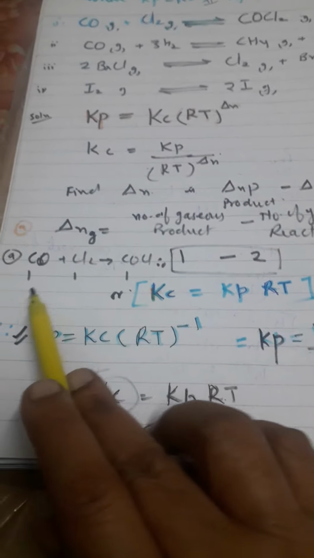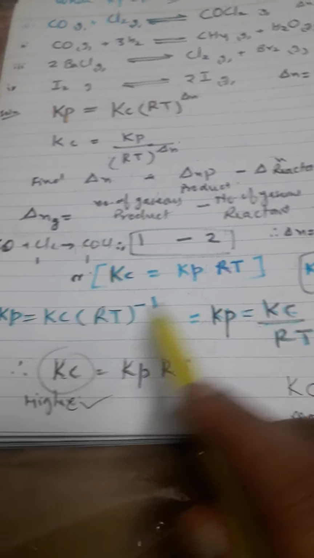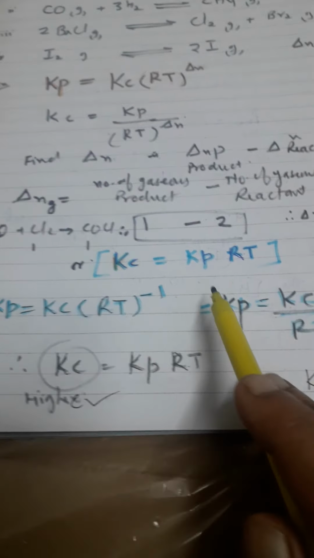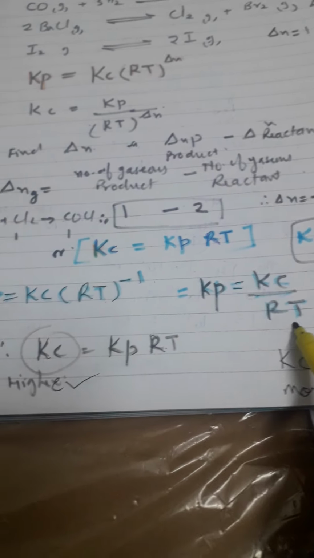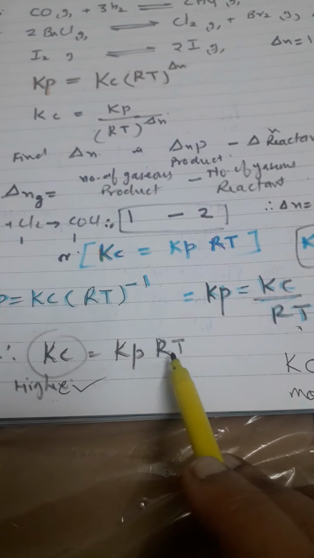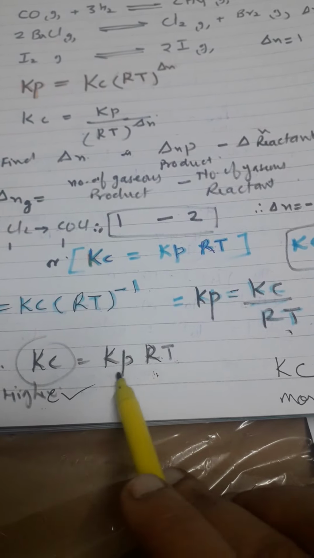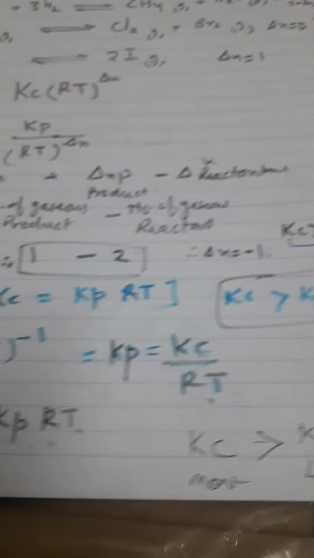So here 1 minus 2, that is equal to minus 1. Okay, so Δn is equal to minus 1, then Kp is equal to Kc (RT)^-1. So we can rewrite it like this: Kp is equal to Kc by RT. So Kc is much higher than Kp, right? Why? Because Kp is multiplied by RT, then we will get Kc. So Kc is higher and then Kp is lower.